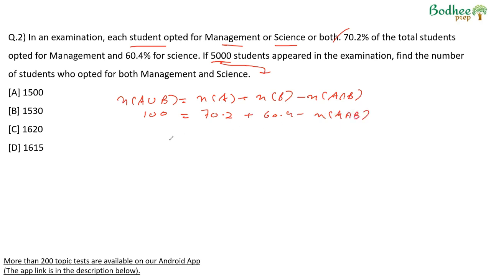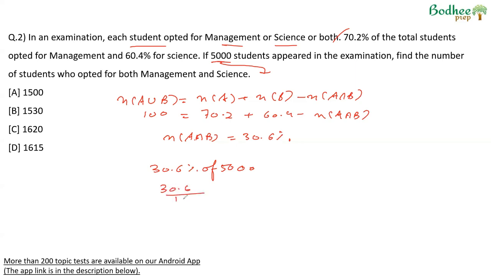So this becomes N of A intersection B would become 130.6 minus 100, or 30.6%. Total number of students was 5,000. Therefore, 30.6% of 5,000 will be the number of people who wrote both the examinations.